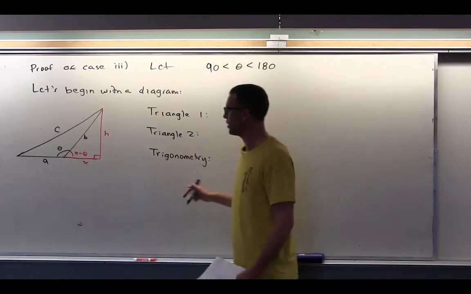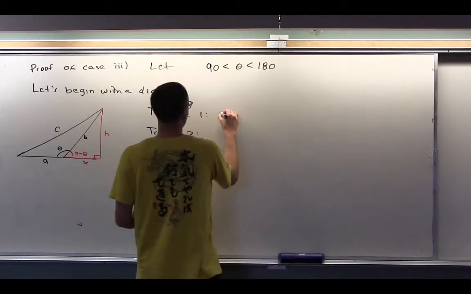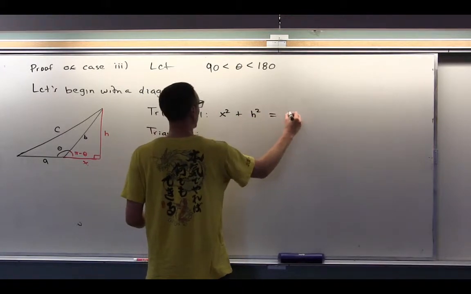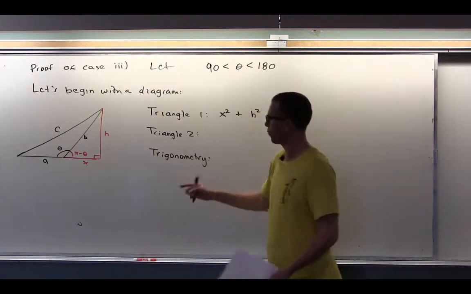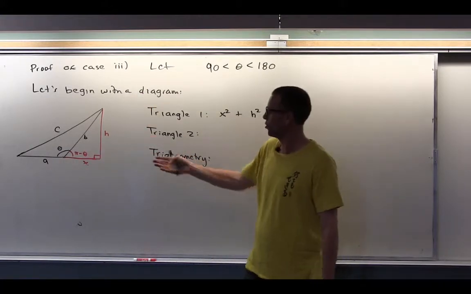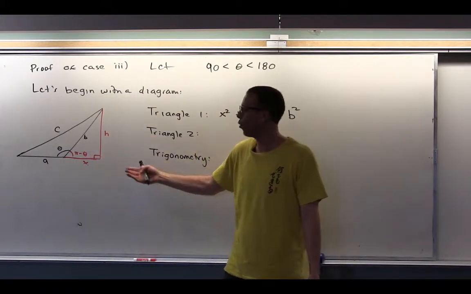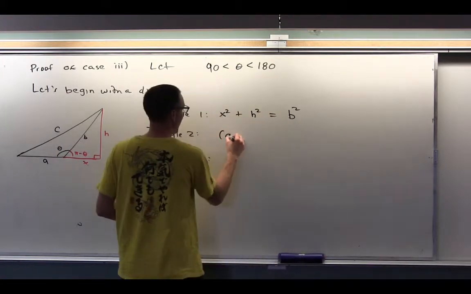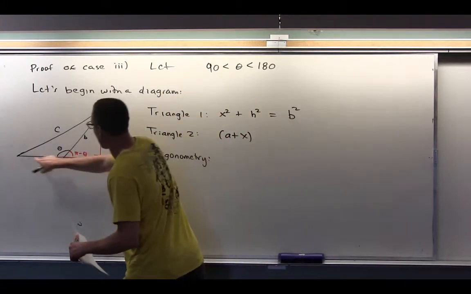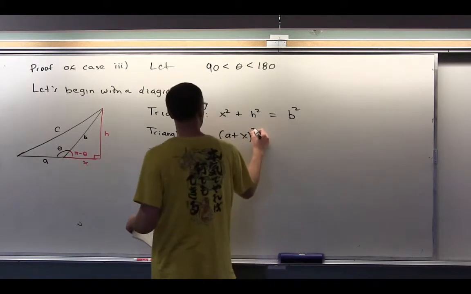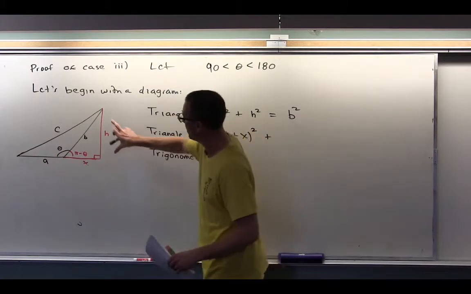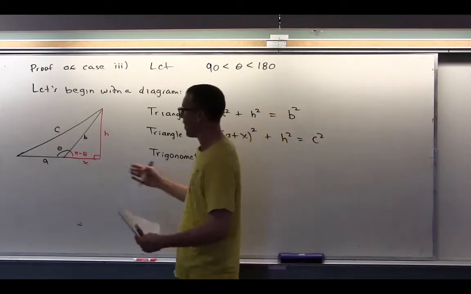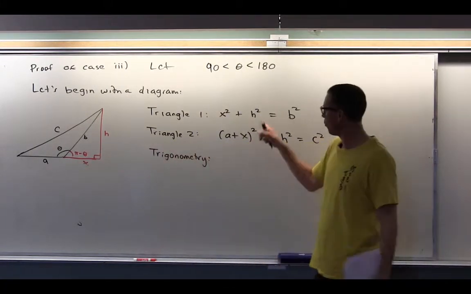Yeah, so what would we say? X squared plus h squared is equal to b squared. Okay, that's the first. I don't know which one you want to do, but that one pops out immediately. What about the other one? A plus x, because it's the entire distance, quantity squared, plus h squared is equal to c squared. And both of those are instances of what?